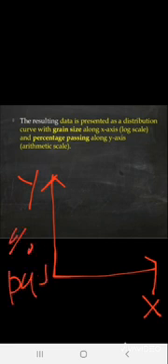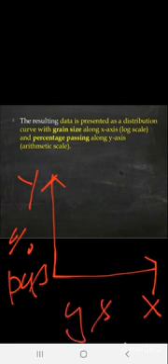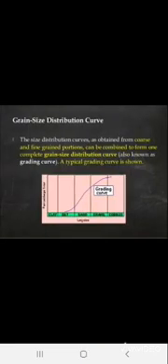So the resulting data is presented as the distribution curve with the grain size along the x-axis, log scale, and the percentage passing along the y-axis. So what does that mean? I just told you before that whenever we have a graph, that is your y-axis, that is your x-axis. Along the y-axis we have to plot the percentage passing, right? And along the x-axis, the grain size. So what is your grain size distribution curve?